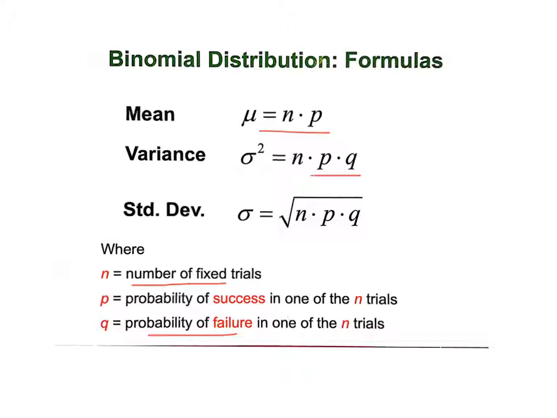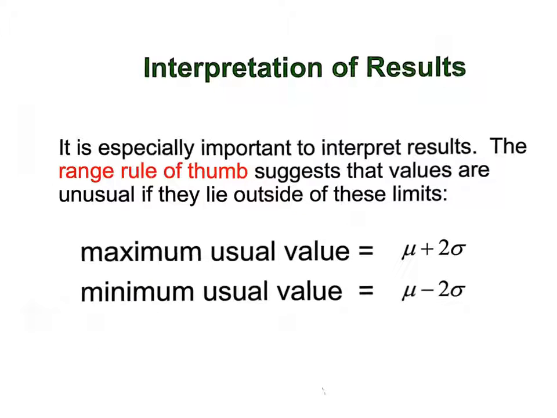Variance is n times p times q. And this is the one that's probably most important, more important than the variance anyway. Standard deviation is the square root of the variance, or the square root of n times p times q. That's the one we're going to use the most.